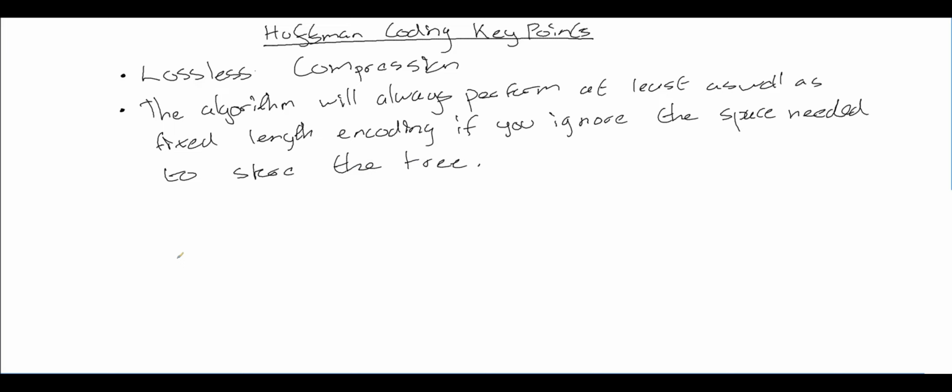And as I've written there, the algorithm will always perform at least as well as fixed length encoding if you ignore the space needed to store the tree. The Huffman tree, that is what I'm referring to there. And what that essentially means is that the Huffman coding representation of the data is never going to be larger than the original data minus the space that the Huffman tree takes up.